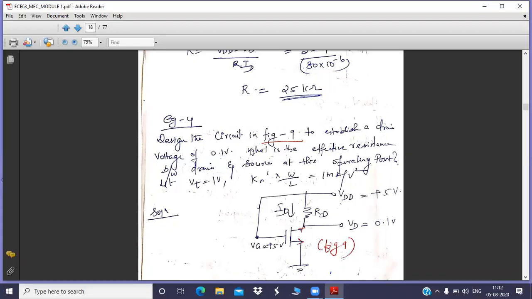Can anybody tell what is the unknown parameter here? After observing the circuit, what is the unknown parameter here? Can anybody tell? RD. Yes, good. So you are going to find RD. Okay. So to find RD, what you have to do, just think. RD is potential difference by current. What is the potential difference here?